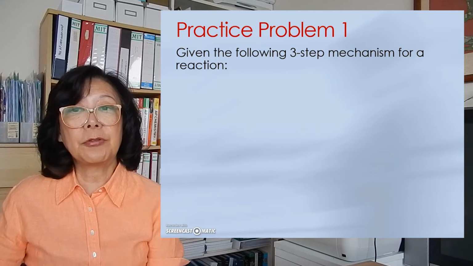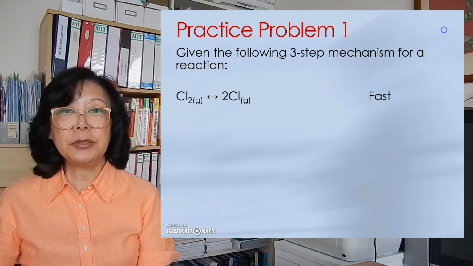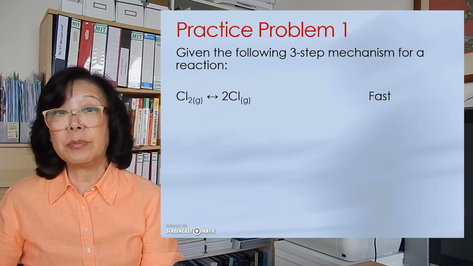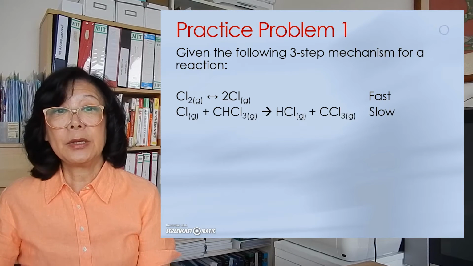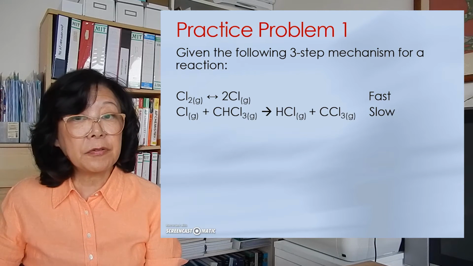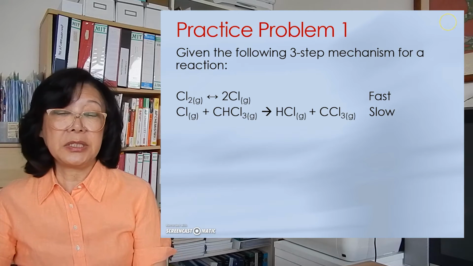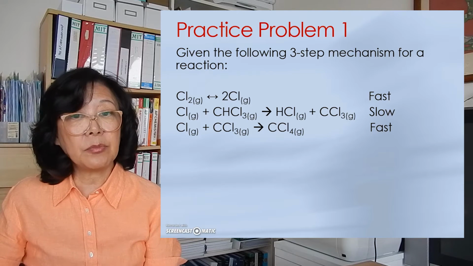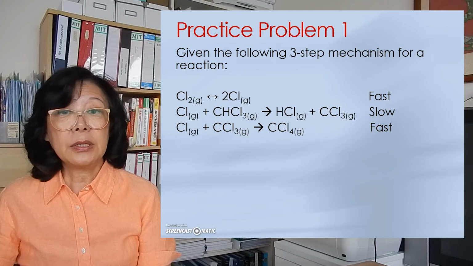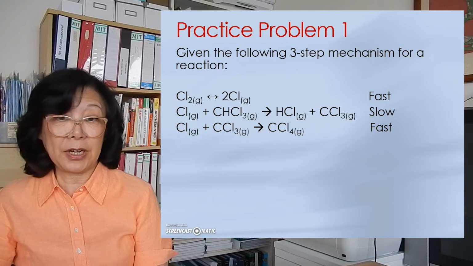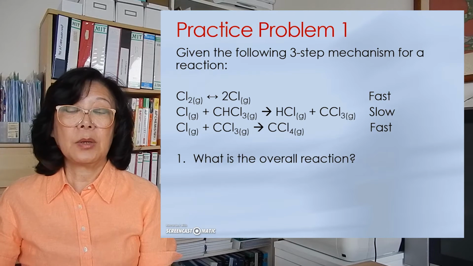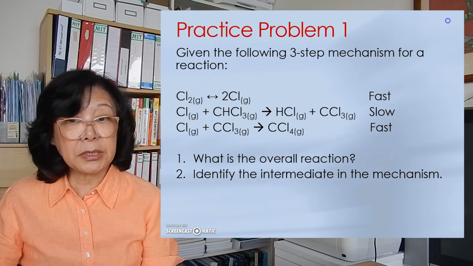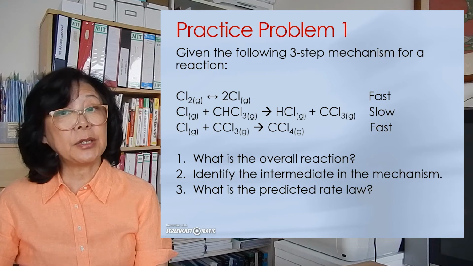Given the following three-step mechanism for a reaction, the first step is the Cl2 molecule breaks the bond to make two Cl atoms, fast. Then the Cl atom will collide with chloroform to make hydrogen chloride and CCl3, that's slow. And the Cl atom will collide with the CCl3, making carbon tetrachloride, that's fast. Now what is the overall reaction? Identify the intermediate in the mechanism. And what's the predicted rate law?